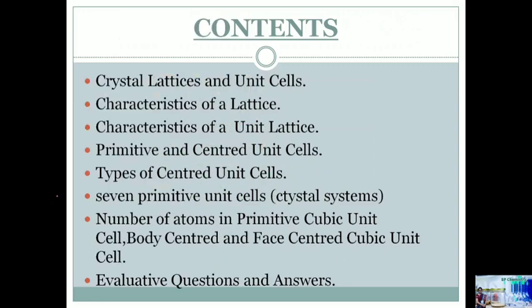Contents are crystal lattices and unit cells, characteristics of a lattice, characteristics of a unit lattice, primitive and centered unit cells, types of centered unit cells, 7 primitive unit cells, that is crystal systems, number of atoms in primitive cubic unit cell, body centered and face centered cubic unit cell, and at the end of the session we will discuss some evaluative questions and answers.